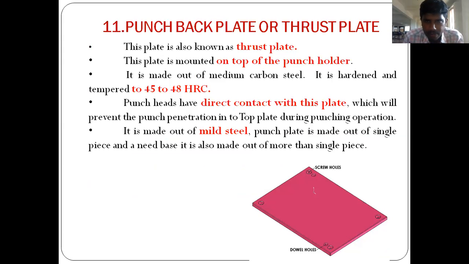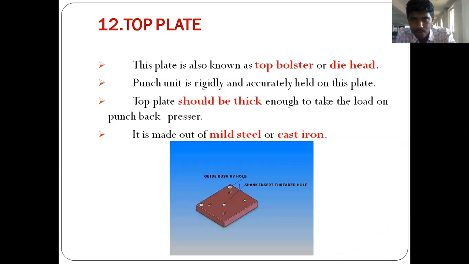The punch heads have direct contact with this plate. It is made up of mild steel also. The punch plate is made up of a single piece and needs a base. It may also be made up of more than one piece.